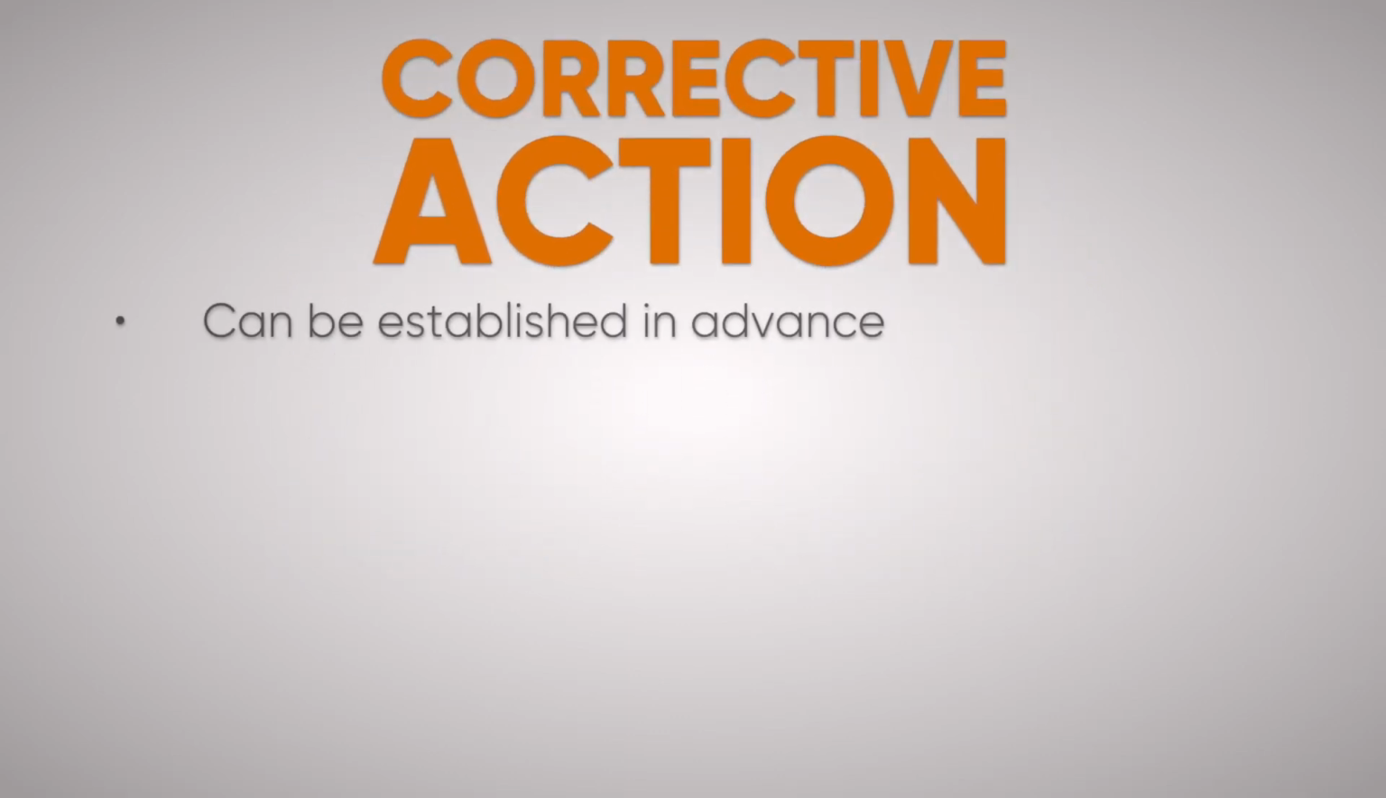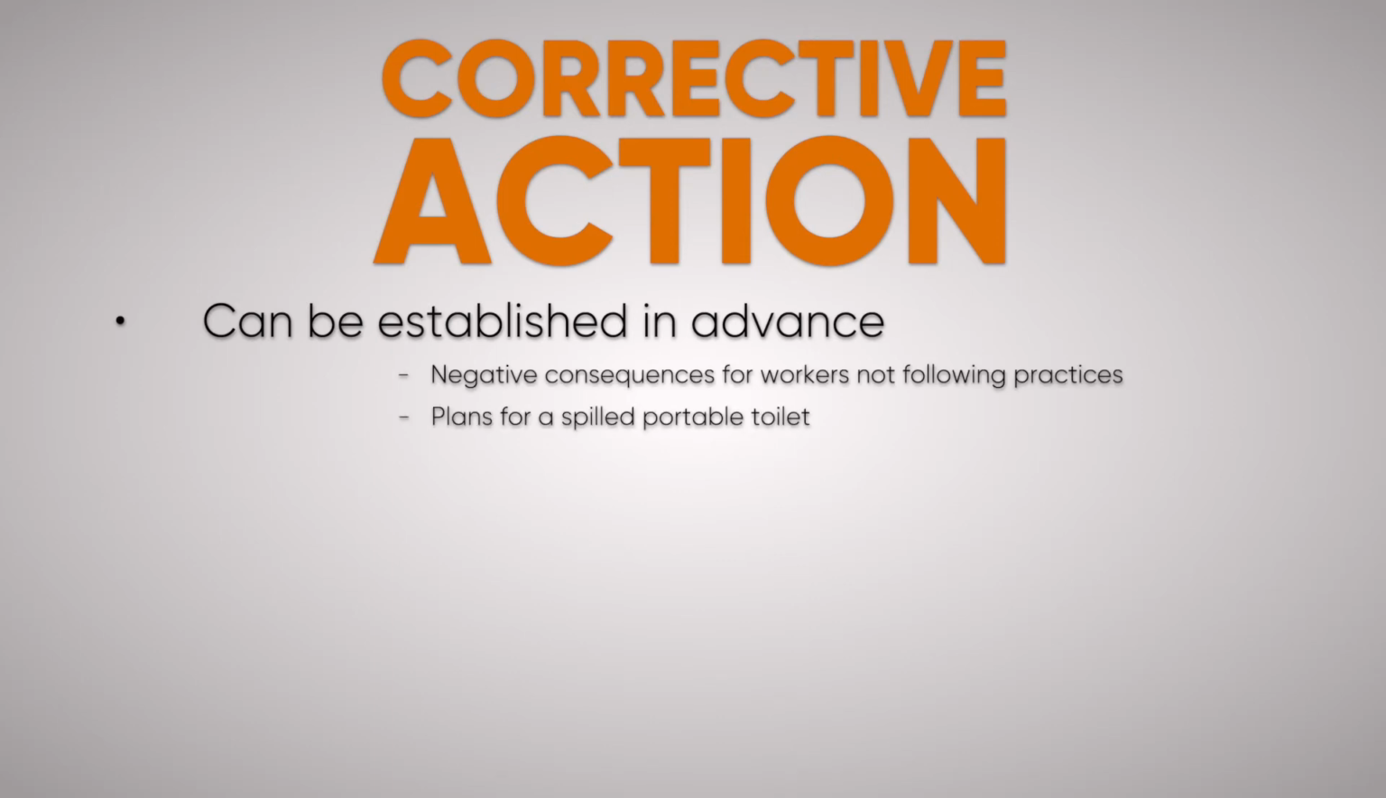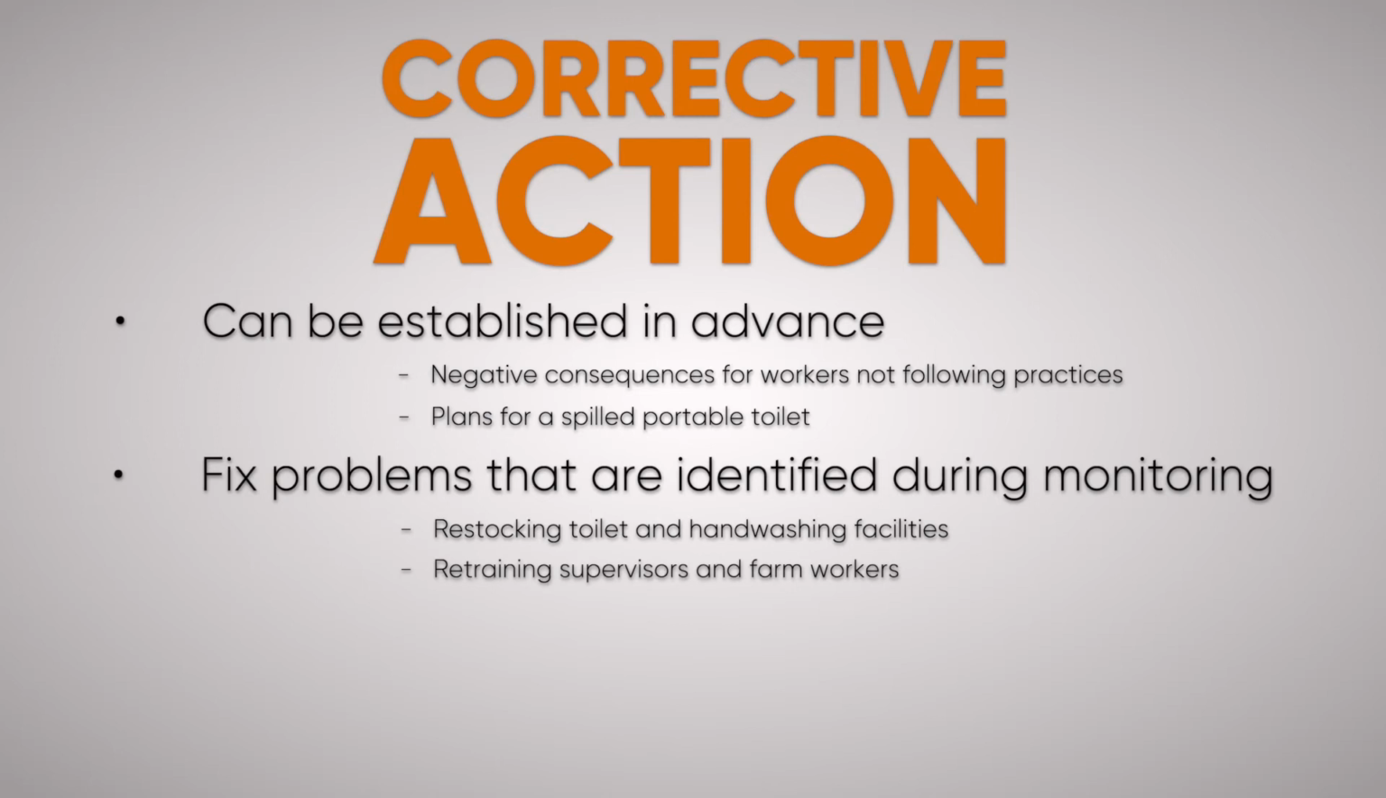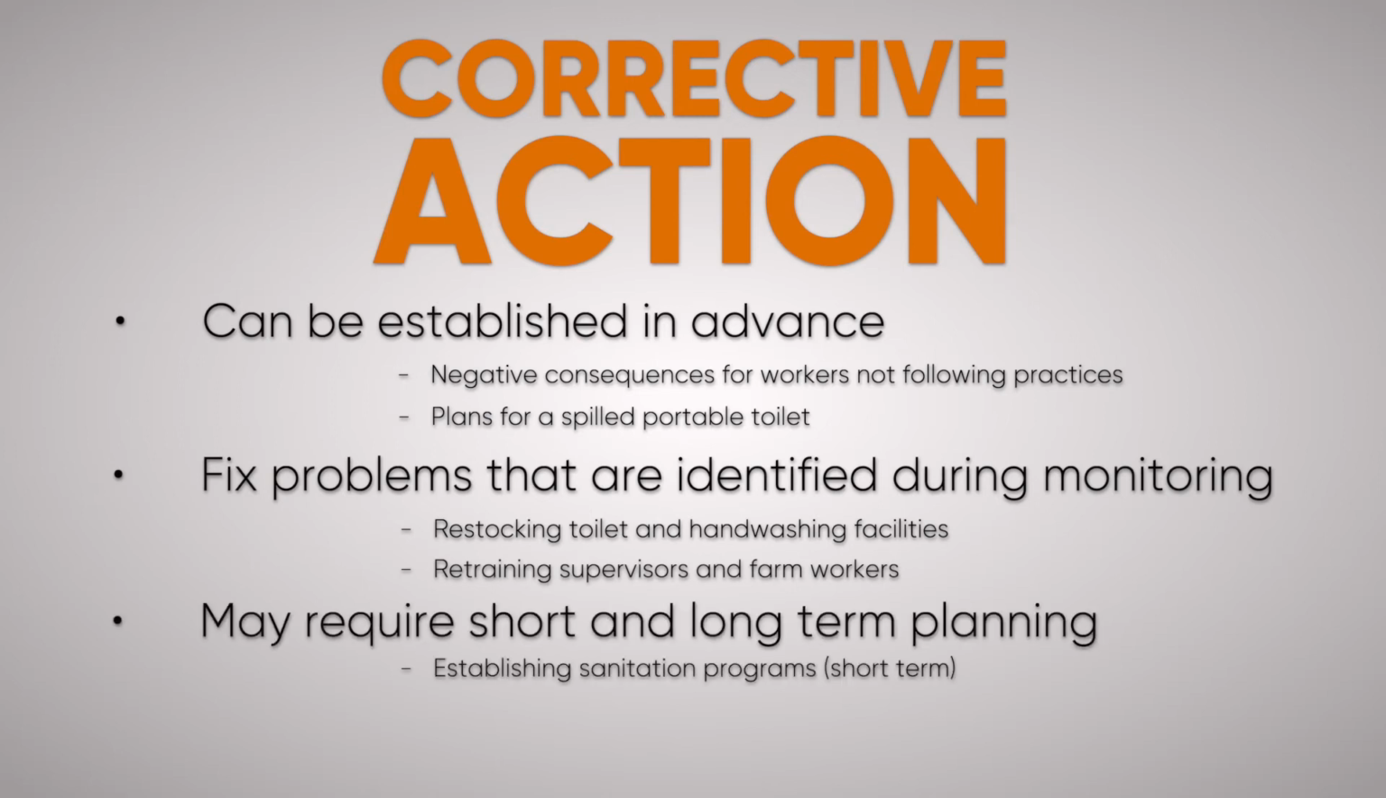Corrective action. Corrective action plans can be established in advance for problems that are reasonably likely to happen, such as too little sanitizer added to produce wash water. Some of these events cannot be predicted, so corrective actions may need to be developed after the problem has been identified.